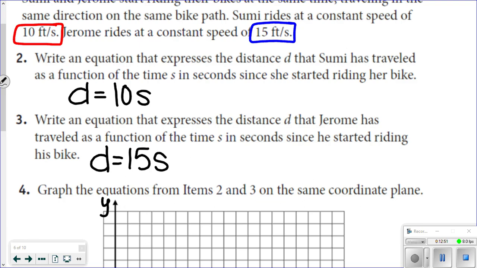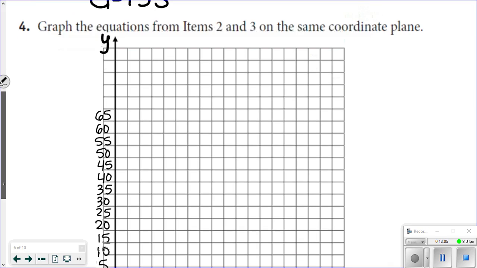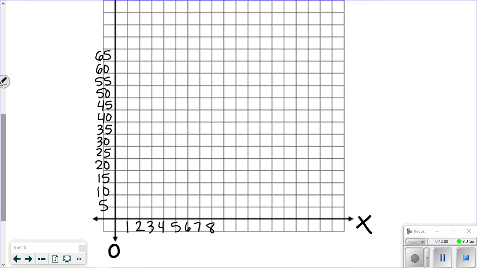Question 4 says graph the equations from items 2 and 3 on the same coordinate plane. So what I need you to do in the My Notes section of your book, you are going to draw an x-axis and a y-axis. So use up as much as you can of the My Notes section of your book. There's a graph paper portion on purpose. Okay, and I want you to go from like 0 to 8 or 9.